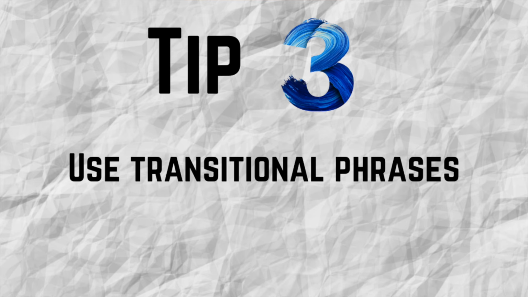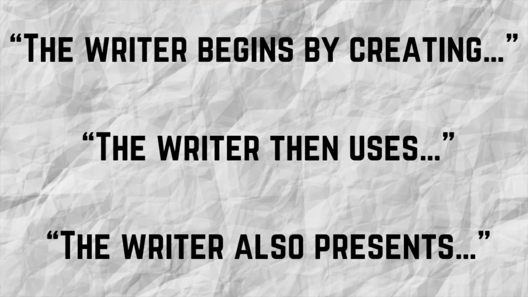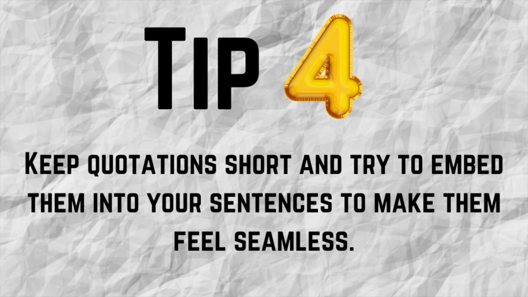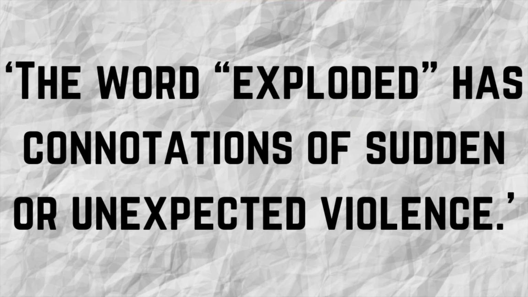Tip 3. Use transitional phrases to link your different points. The writer begins by creating, the writer then uses, the writer also presents. Tip 4. Keep quotations short and try to embed them into your sentences to make them feel seamless. In the previous example, I wrote, "The word exploded has connotations of sudden or unexpected violence."